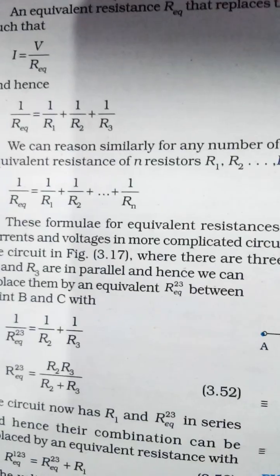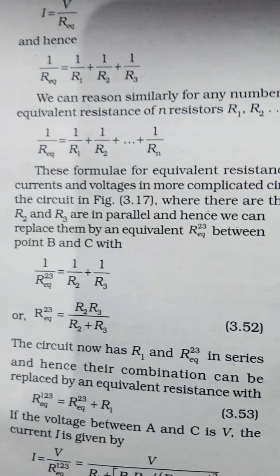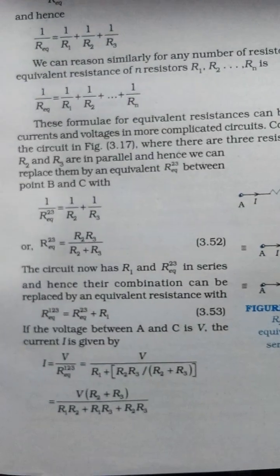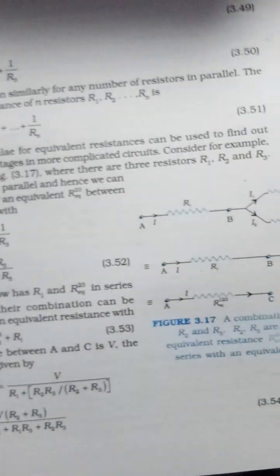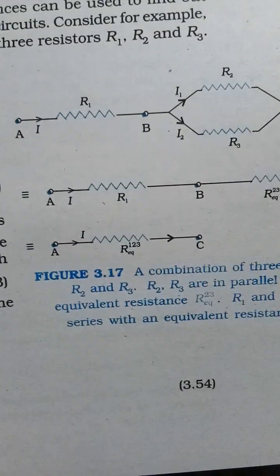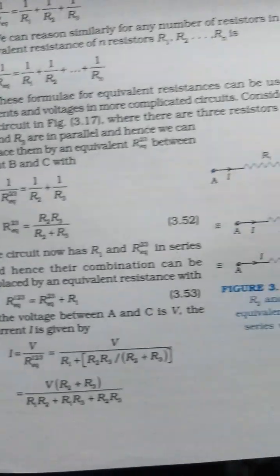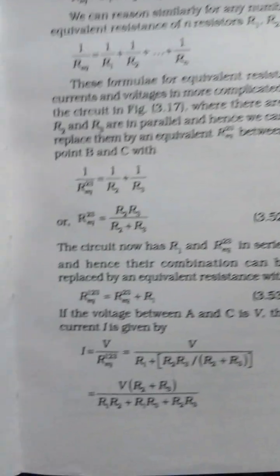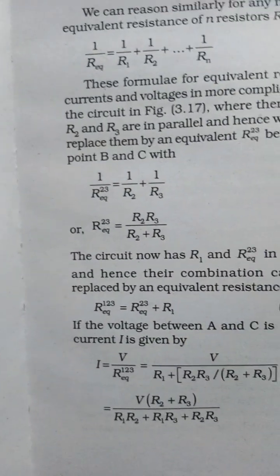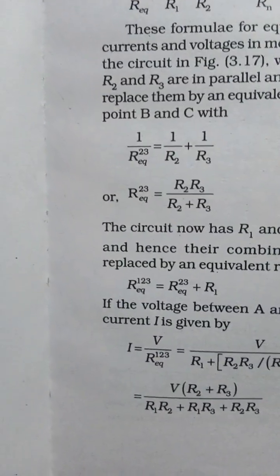The equivalent resistance of n resistors R1, R2, ..., Rn is given here, and this formula for equivalent resistance can be used to find currents and voltages in more complicated circuits. Consider, for example, the circuit in figure 317. You will see there are three resistors, of which R2 and R3 are in parallel, and hence we can replace them by an equivalent R23 between points B and C.